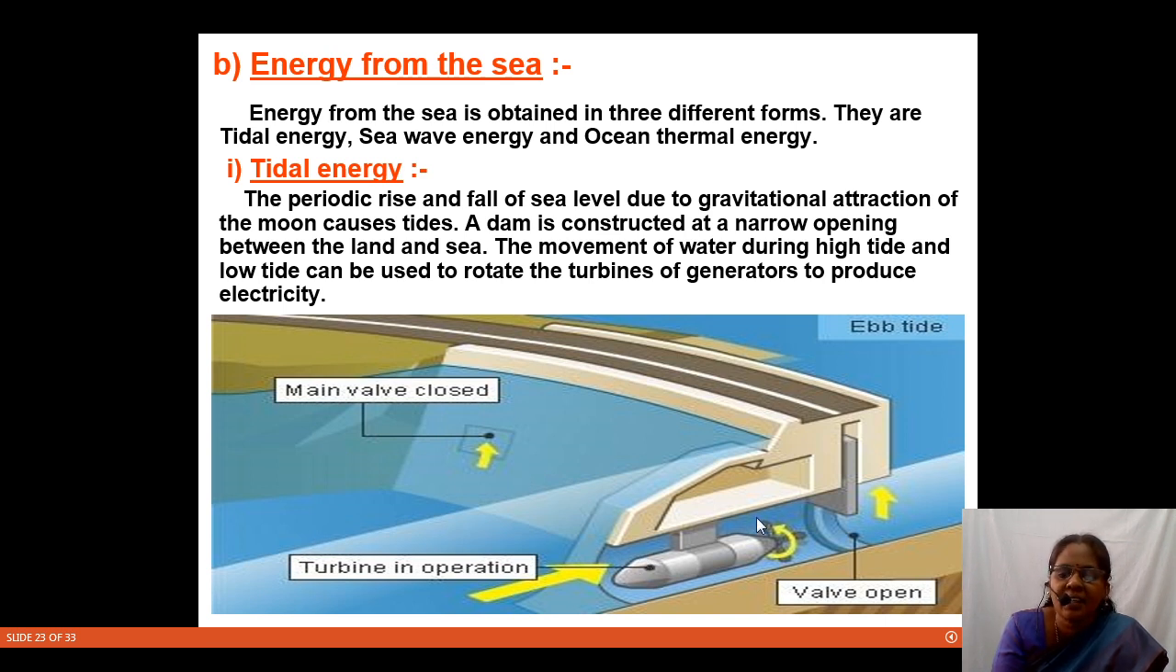Here it is showing the turbine. When the water goes to a certain height, the turbine rotates, and while falling, rotation happens again. So electricity is generated again. Whenever the tide goes up and comes down, both during high tide and low tide, the turbine rotates to produce a usable form of electricity.